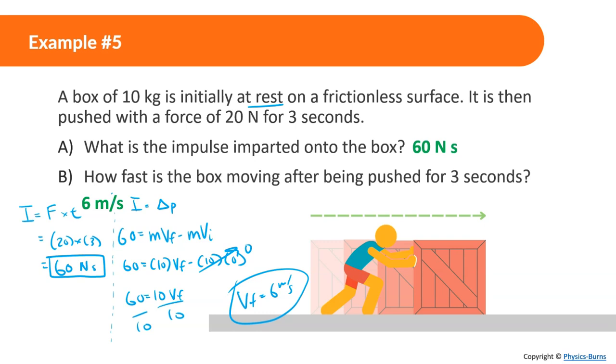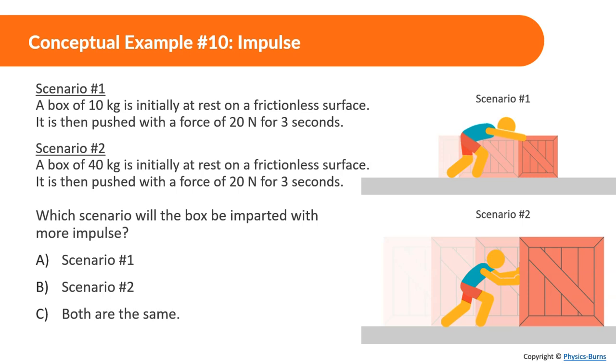Okay, so after this guy pushes on it for 20 newtons for 3 seconds, it's now going 6 meters per second. Okay, change in momentum. Oops. All right, conceptual example number 10.